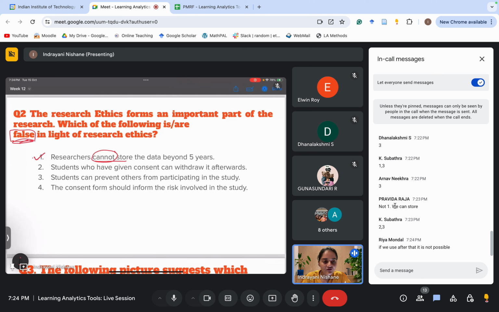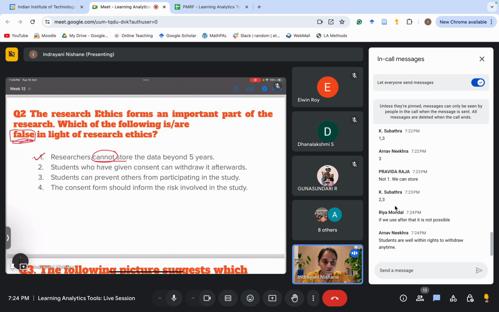Okay, so Ria thinks if we use after that, it is not possible. No, Ria, you're wrong here. So what research ethics say is that students can withdraw from your study anytime during the study, or once you have done the study they can withdraw. They can ask you not to use their data.